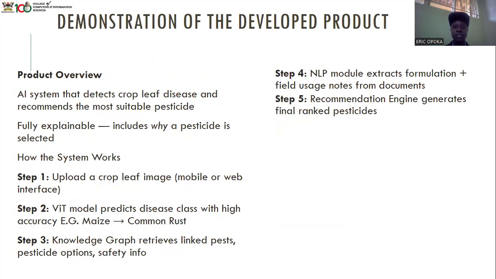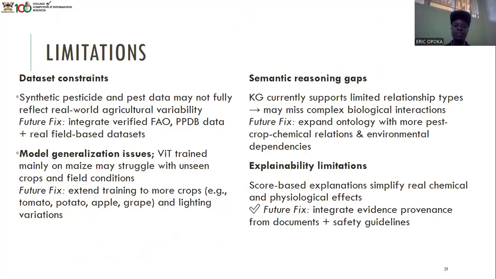So next we have the demonstration of the developed product, which I will do in the demo, but that's how it works mainly. We upload the crop leaf image via the mobile or web interface. Then the ViT model predicts the disease class with high accuracy, like for example, common rust, and then the knowledge graph retrieves the link relationships. Then the NLP extracts the formulation field and user notes, and the recommendation engine generates the final pesticide.